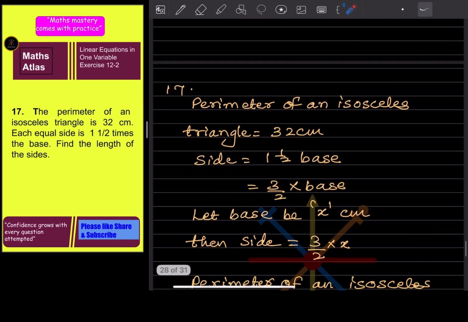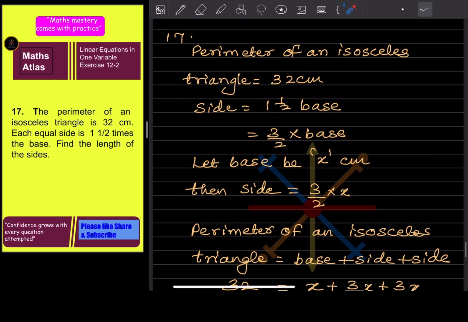So now let us go with the next question, the perimeter of an isosceles triangle is 32 centimeter, and each equal side is 1.5 times the base. Find the length of the side. So you know the isosceles triangle first thing. It's something like that. So this is the base of it, and isosceles triangle means these two sides are equal. So this is what you have to remember: the two sides are equal, and this is the base of it.